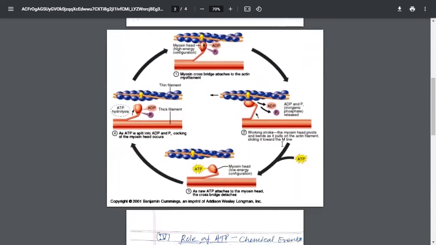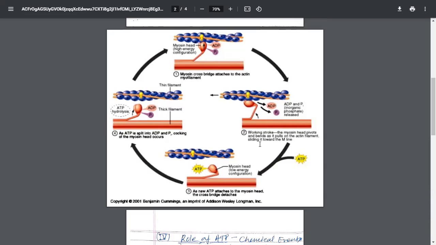We can see in this diagram that in the first step, the myosin cross bridge attaches to the actin myofilament, and the myosin head has the high energy configuration. When ATP breaks down, the energy is released. The second step of the power stroke is known as the working stroke. The myosin head pivots and bends as it pulls on the actin filament, sliding it towards the M line.